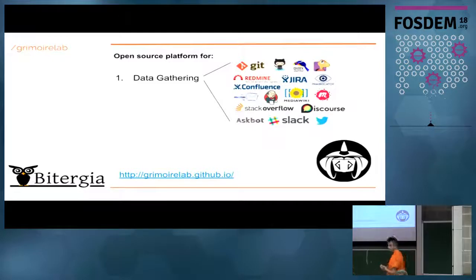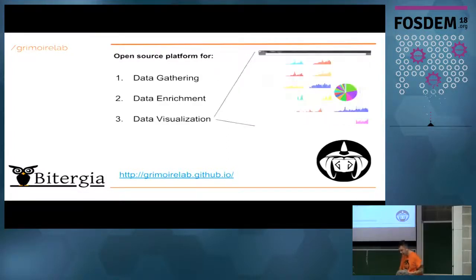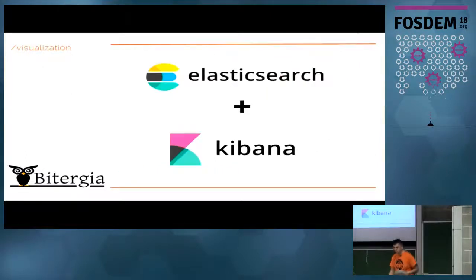GrimoireLab is a free, open source platform for software development analytics. It is a platform for data gathering from data sources like Git, GitHub, Jira, Slack, and so on; for data enrichment, like affiliations and merging identities, you know, one person can have an account at Google and an account at Microsoft, but this is the same person, so we can merge these two identities into one; and finally, data visualization. So we work with Elasticsearch and Kibiter, that is a soft fork of Kibana, and we are going to focus on the data visualization.